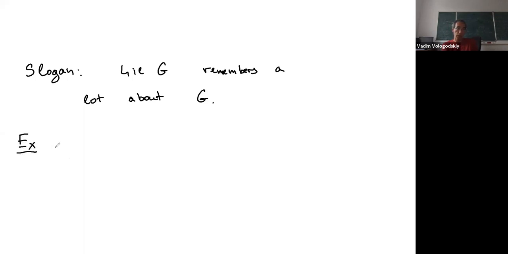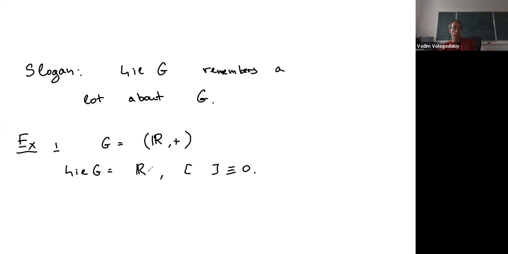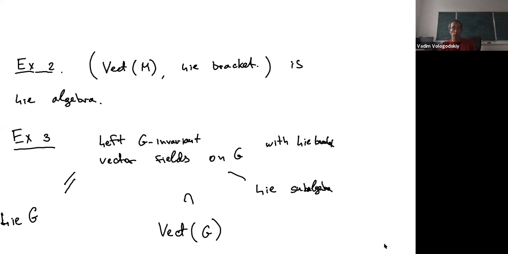So let's consider for G, say, R with the operation of addition. Then the Lie algebra of G is of course R, one-dimensional, and the Lie bracket is identically equal to 0, just because it's skew-symmetric. You don't have much choice on a one-dimensional space. Any skew-symmetric form is 0.